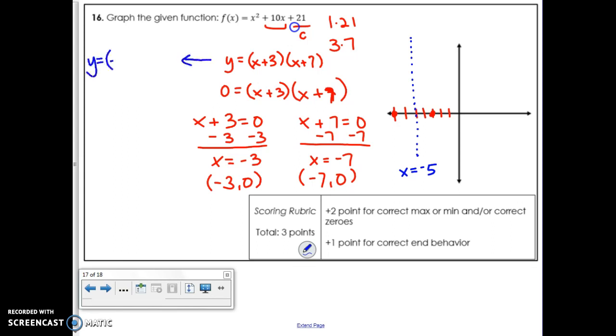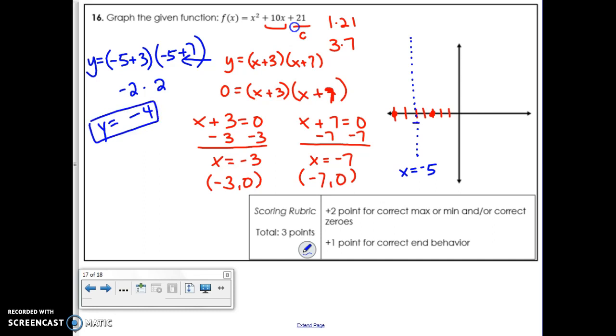Y equals negative 5 plus 3 all times negative 5 plus 7. Running out of room. Negative 5 plus 3 is negative 2. Negative 5 plus 7 is positive 2. And negative 2 times 2 is negative 4. So what I just figured out is when x equals negative 5, my y value is negative 4.